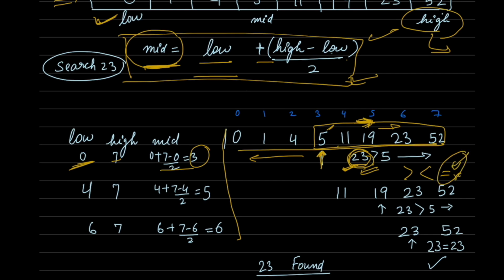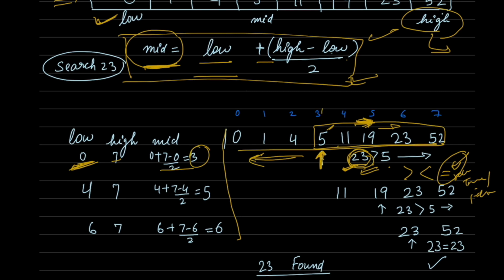We'll just return the index of that element, or true or false, based on whatever we are solving, and we'll get the answer. But if the middle element is larger than the target element, we know our target would be present on the left side, and so on. So here in this case 23 is greater than 5, so we move to the right hand side. How do we move to the right hand side? For now we'll change the low. The low would be changed to middle plus 1.